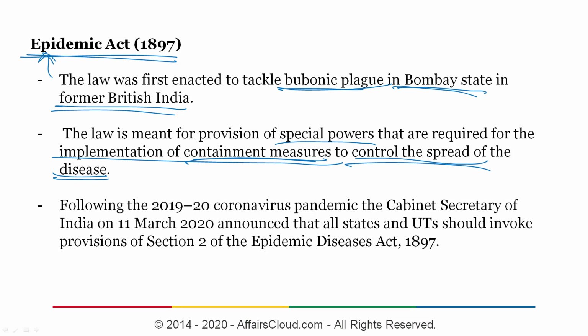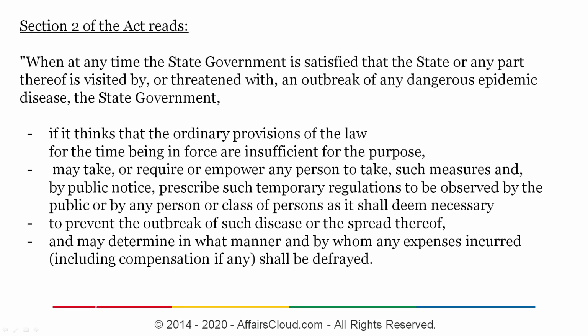Now, following the ongoing 2019-2020 coronavirus crisis, the Cabinet Secretary of India on the 11th of March 2020 had announced all states and union territories to invoke provisions of Section 2 of the Epidemic Diseases Act of 1897. Now let's take a brief look at Section 2 of the Epidemic Diseases Act of 1897.